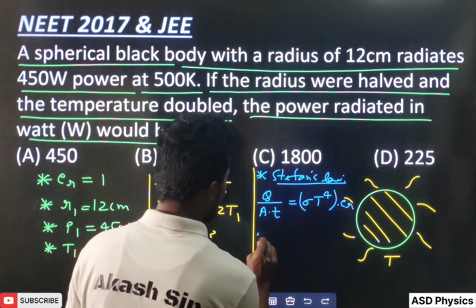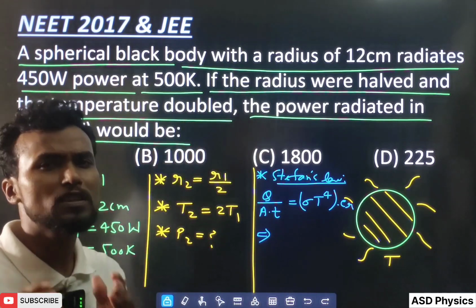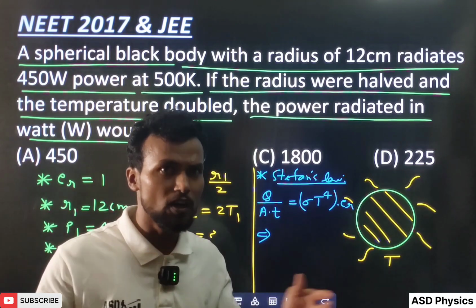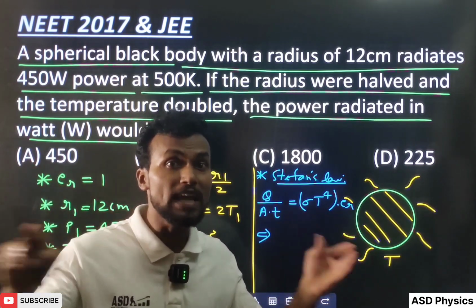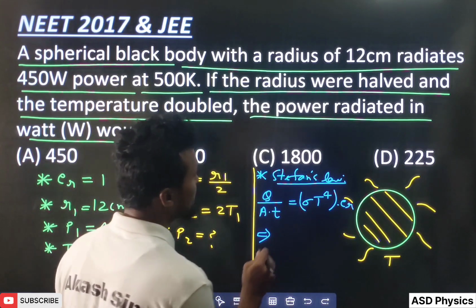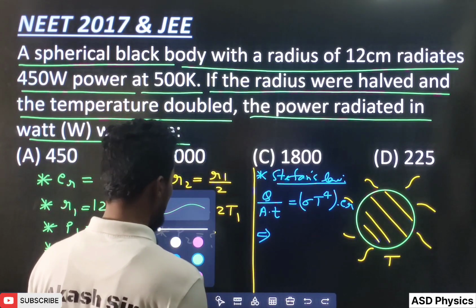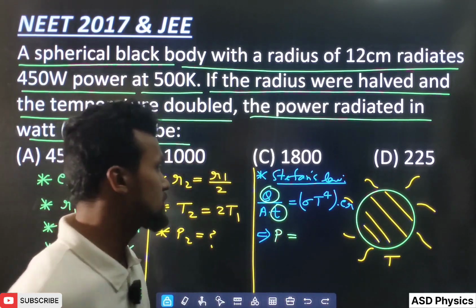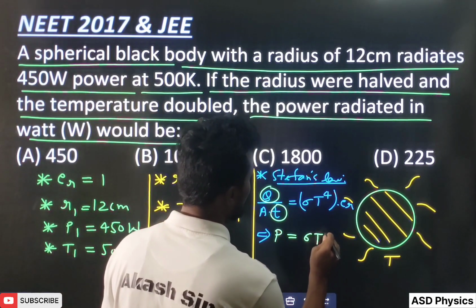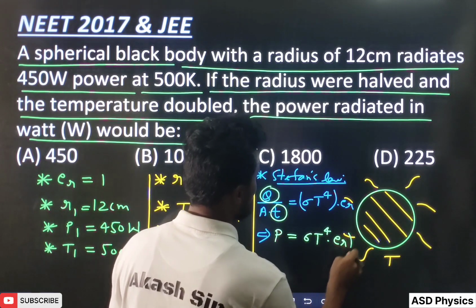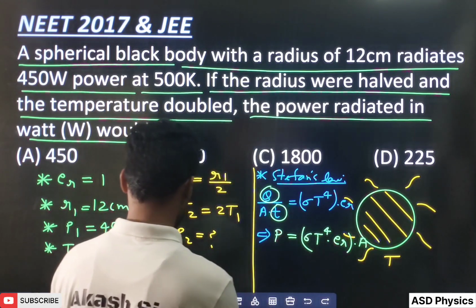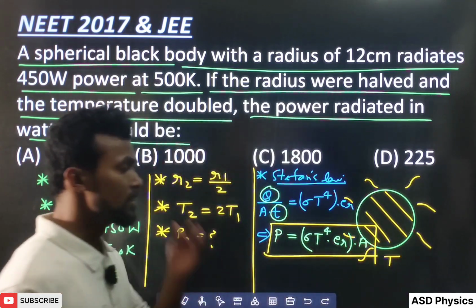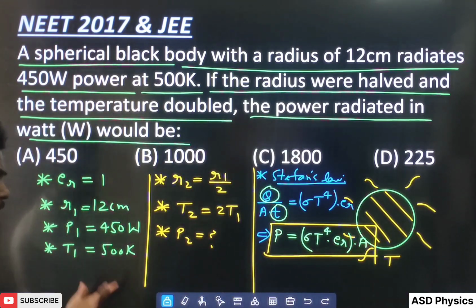Now in the question they are talking about the power. Power means the rate of energy, with how much rate the energy is being emitted. So this Q by t will become power. So Q by t means power, and I can write the formula: sigma T to the power 4 into ER into A. This is the main formula, and on this formula we have to apply our conditions.